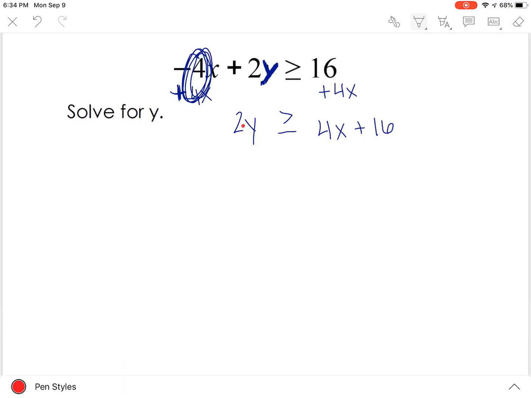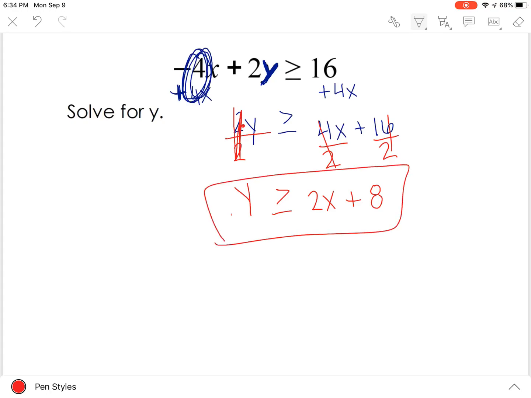Now we have 2 times y. The inverse of multiplying by 2 is dividing by 2. And remember, I need to divide every single term in the problem by 2. 2 divided by 2 just leaves me with 1y. 4 divided by 2 leaves me with 2x. And 16 divided by 2 simplifies to 8. y is greater than or equal to 2x plus 8. That is our answer. Since y is isolated, that's how we know we're done.